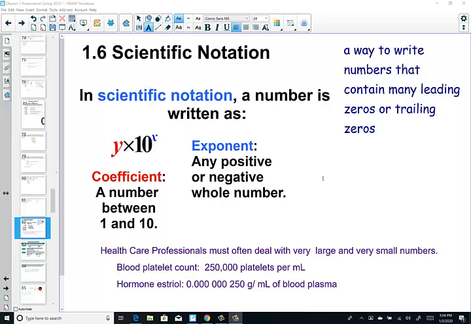In scientific notation, a number can be written as Y times 10 raised to an x. The letter Y is just going to be used to designate any digit between 1 and 10, and that x is known as an exponent, any positive or negative whole number.